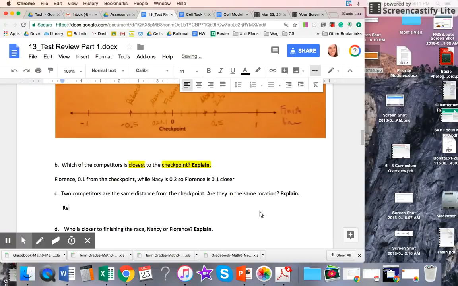So Rebecca, and who was it? Rebecca and Lita are both 5/10 from the checkpoint. Oh, I gotta hurry. But my recording's gonna shut off. But they are on opposite sides. Negative 0.5 and 0.5.